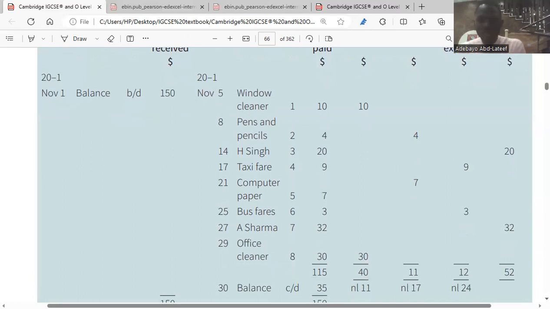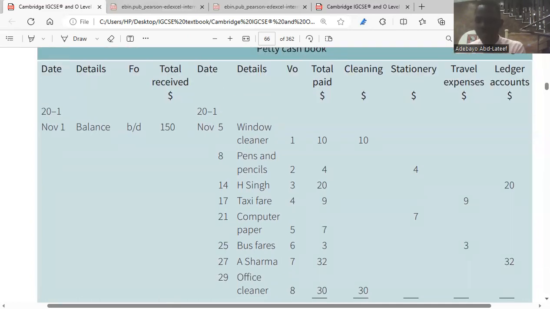So we have the window cleaner for $10, and the pens and pencils, which will go under stationery. The only thing you need to understand here is how we place these transactions. Window cleaner goes under cleaning. Pens and pencils go under stationery. The ledger is for the name of an account, a name of a creditor or a name of a customer.